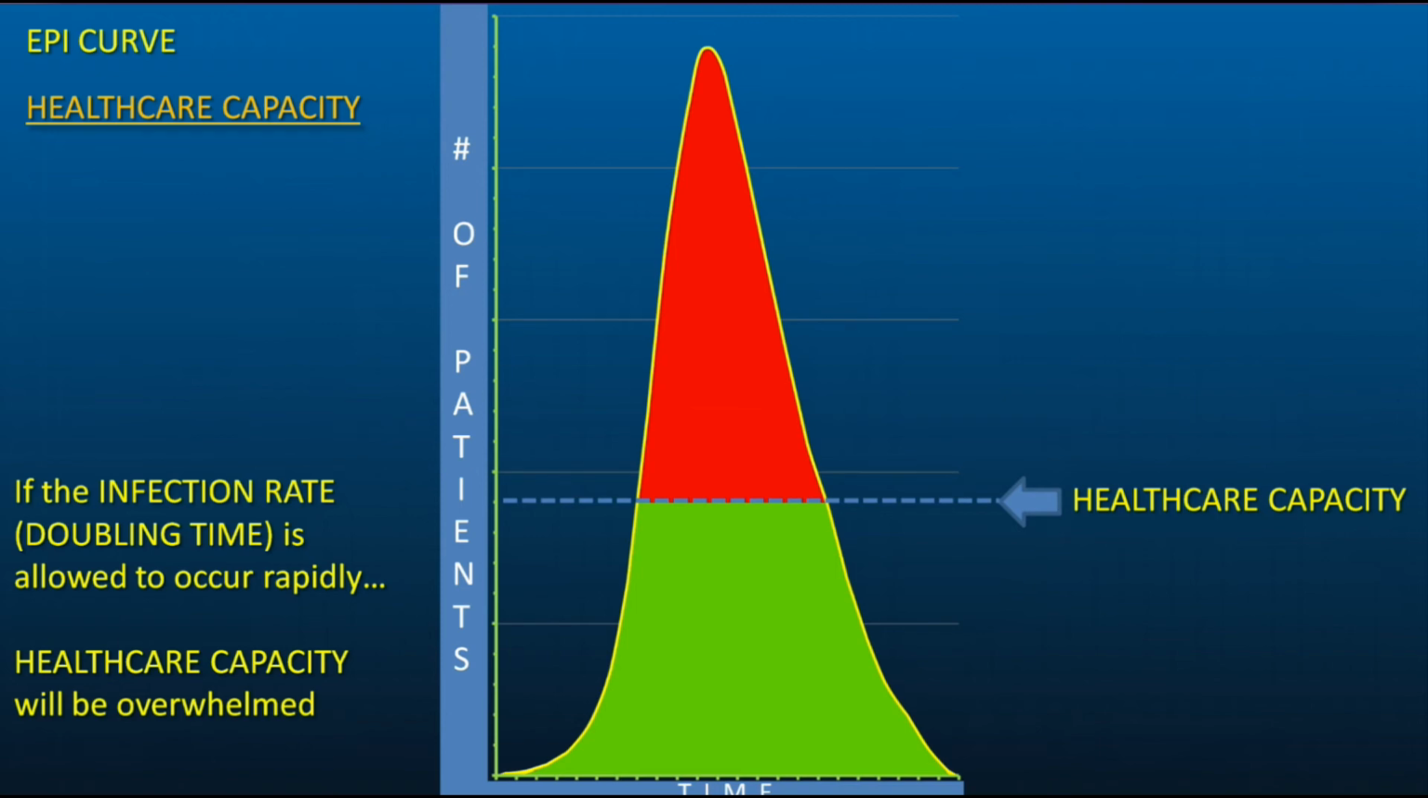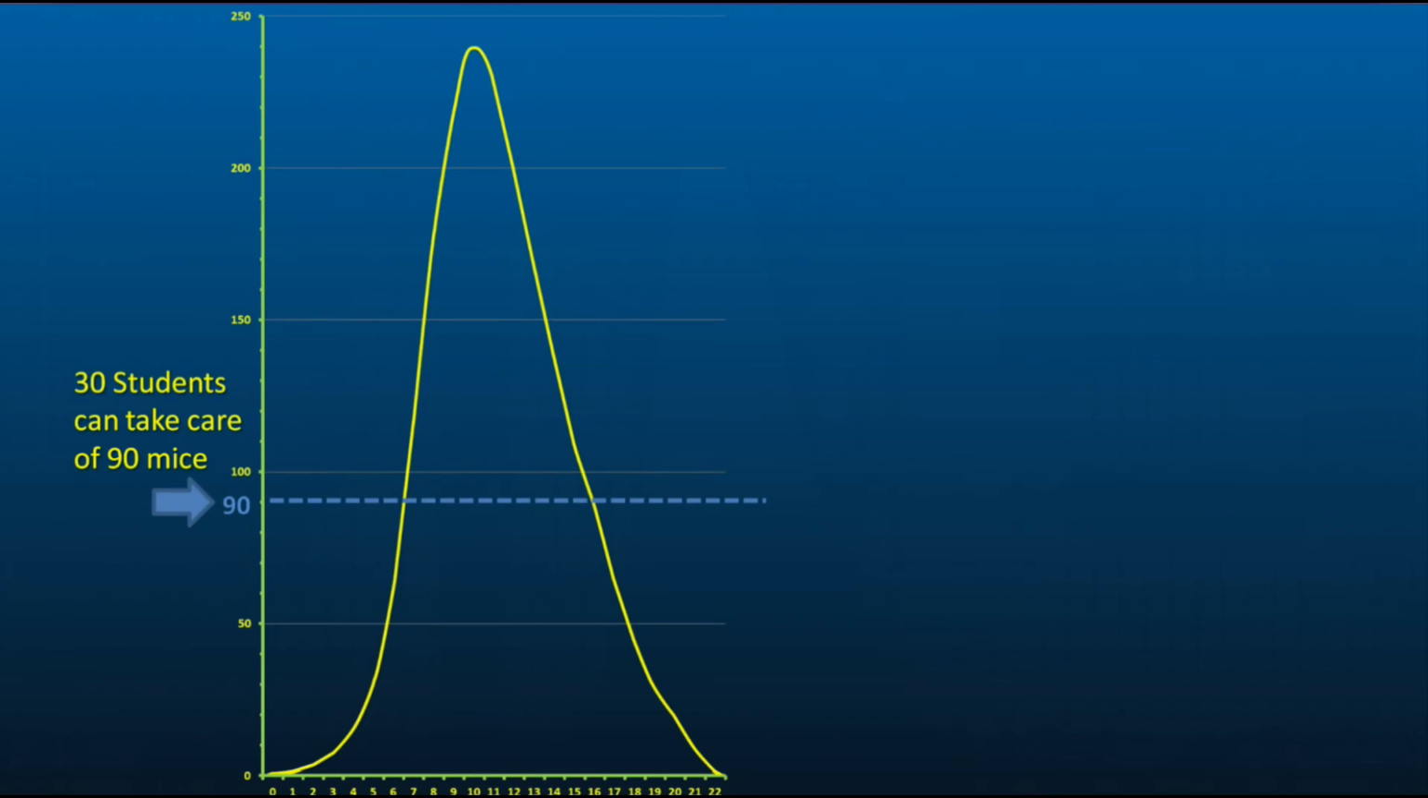Let's go back to our last experiment. We have 30 students who can adequately care for 90 mice. And we want to avoid getting into the situation where the mice are infected so rapidly that we will end up in this red area. What we would want is a curve like this in the green color, with its peak under the level where the 30 students can feel comfortable, or maybe even a lower peak than that, so that at any one moment, the students are not overwhelmed, and all the mice, even the sickest ones, are well cared for.